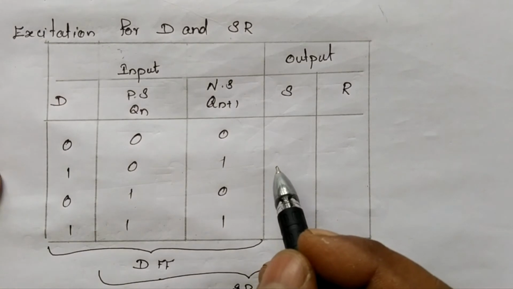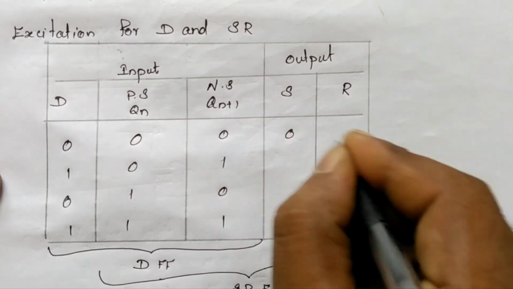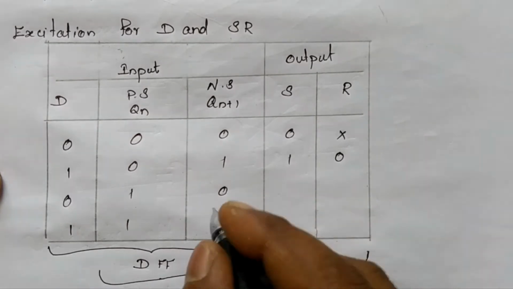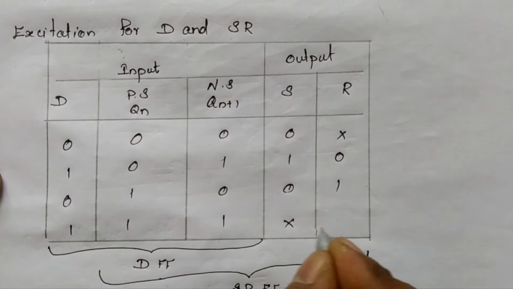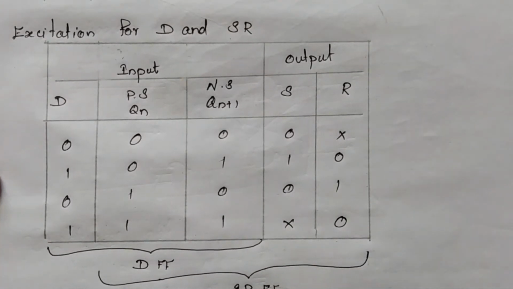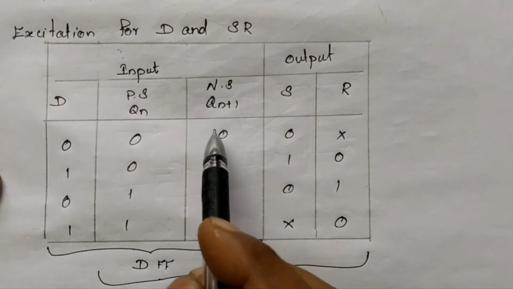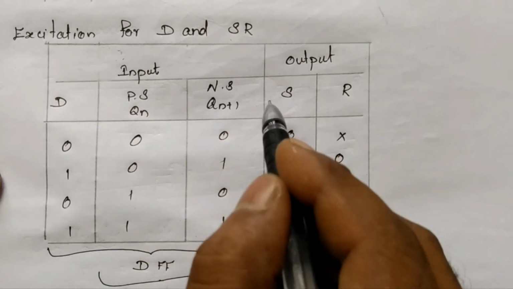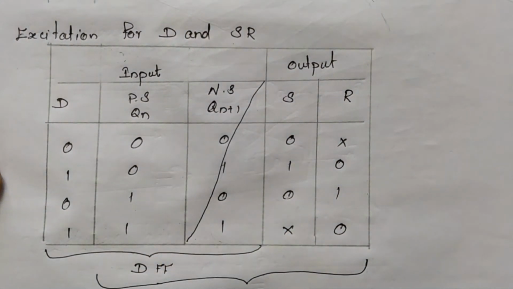Likewise for the SR flip-flop, for present state and next state 0 0, it's 0, don't care. For 0 1 it's 1 0. For 1 0 it's 0 1. Then the last one, 1 1, it's don't care 0. So this is the excitation for the SR flip-flop. This next state is common for both the D as well as the SR flip-flop. Therefore while solving this we need to avoid the next state column.